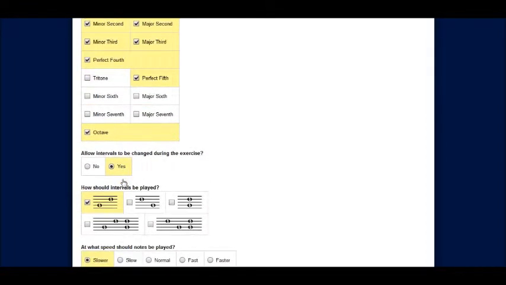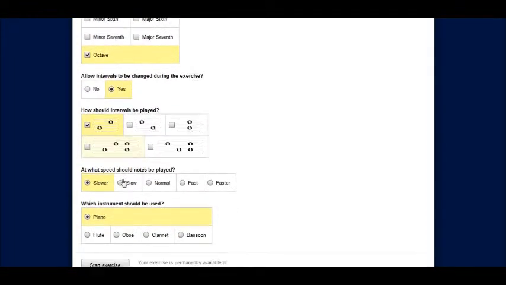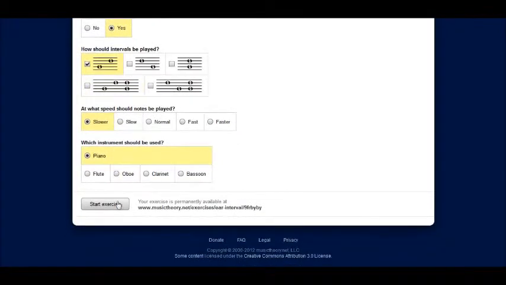Some exercises on this website have the student listen to an oral example to answer correctly. In this exercise, the student must correctly identify the interval that is being played to them.